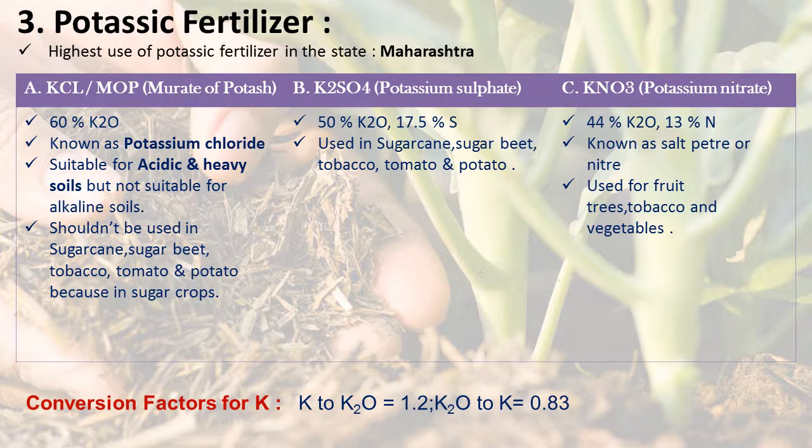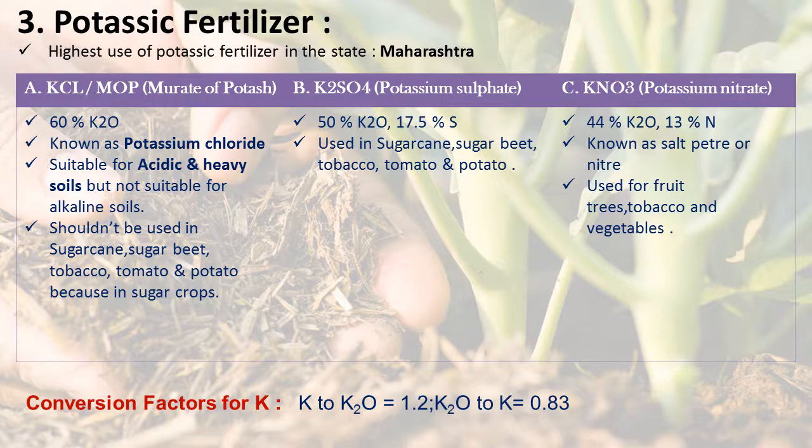Then is K2SO4, the potassium sulfate. Potassium sulfate is approximately 50% K and 17.5% S, and S is needed for plant growth. And we can use it on sugarcane, sugar beet, tobacco, tomato, potato, anything.